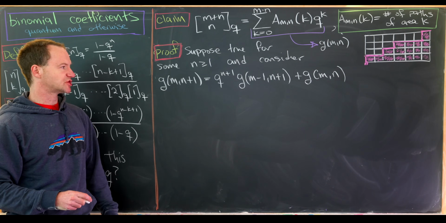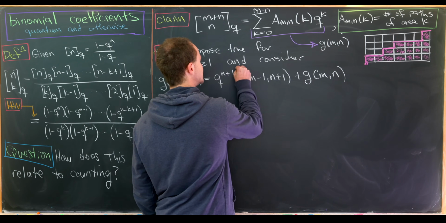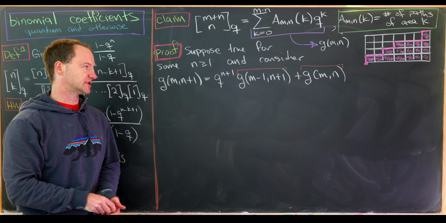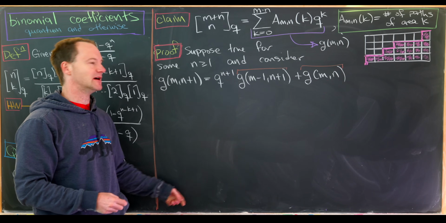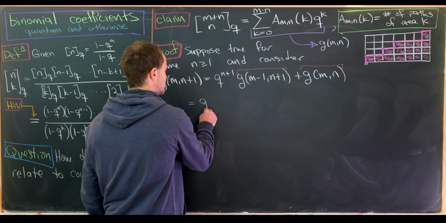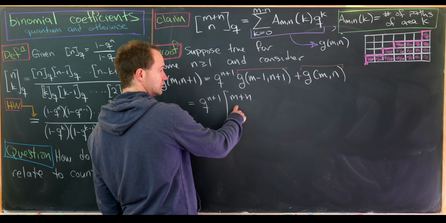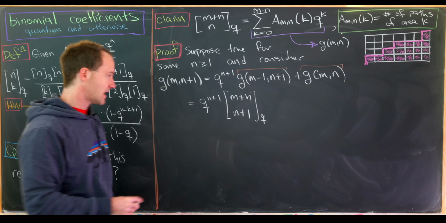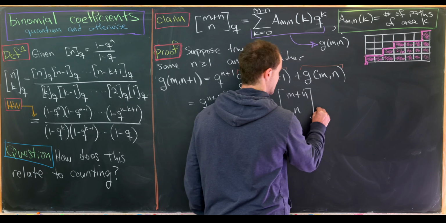So starting with the recursion that we just developed, we can apply the induction hypothesis to these two terms. Obviously we can apply it to this brown overlined term, but we can also apply it to this term just by using the symmetry of the m and n. Okay, so now let's do that. That's going to give us q to the n plus 1, and then we'll have m plus n choose n plus 1 q. So that's our binomial coefficient there, and then we'll have plus m plus n choose n q.